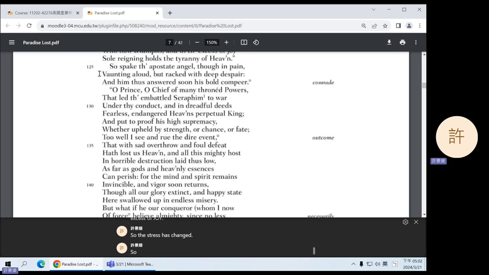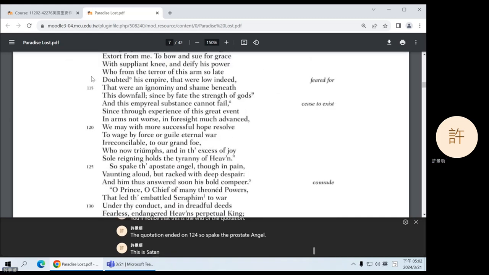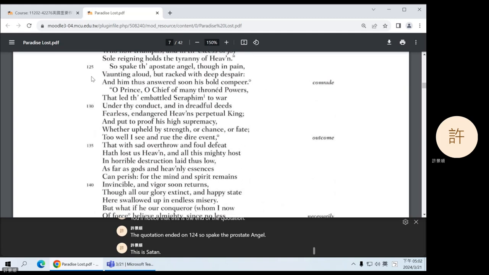So, okay, line 125. You'll notice that this is the end of the quotation. The quotation ended on 124. So spake the apostate angel. This is Satan. Apostate means like betraying God, giving up on religion. Spake is the ancient form of spoke.